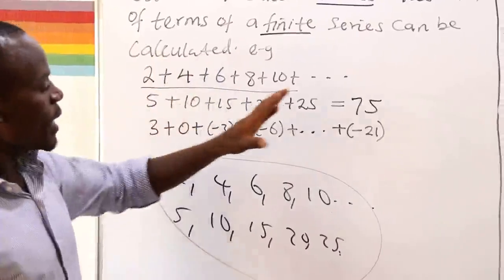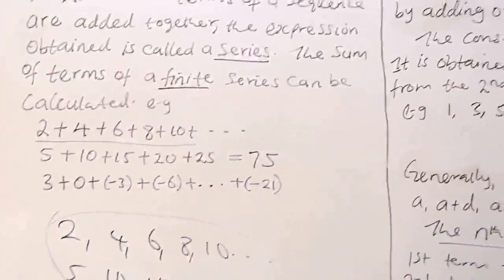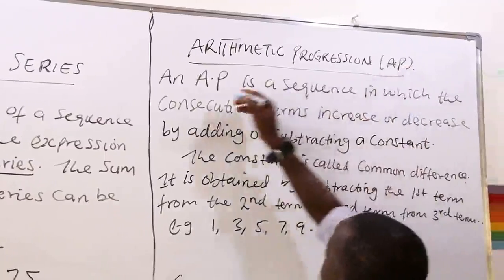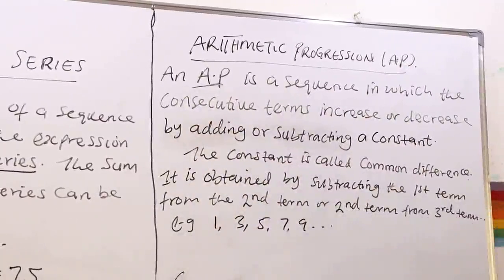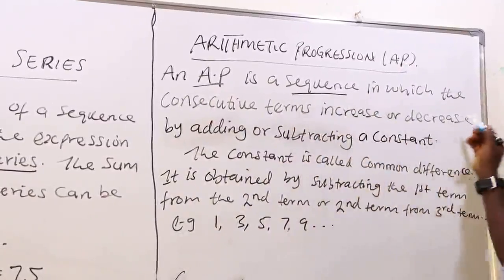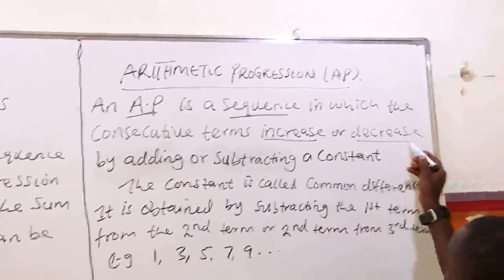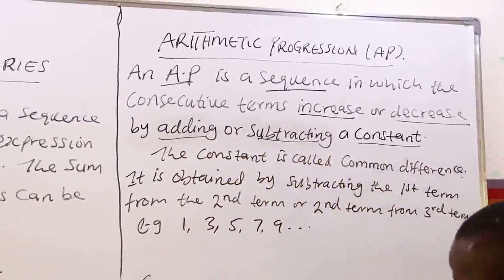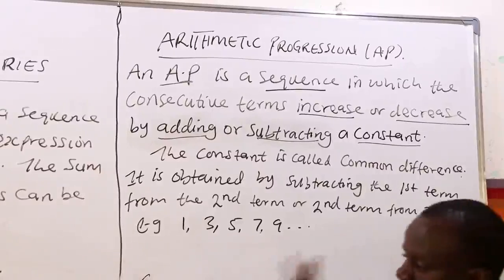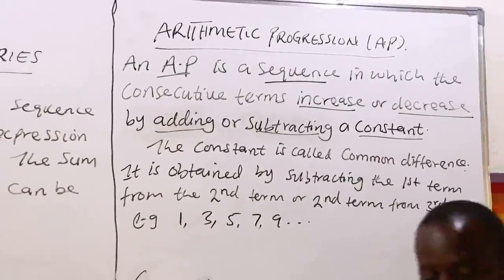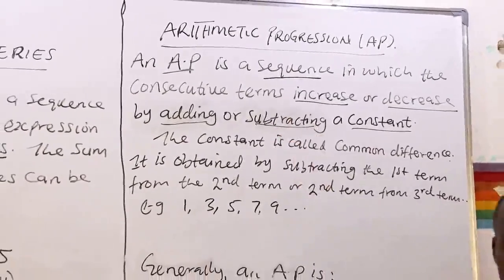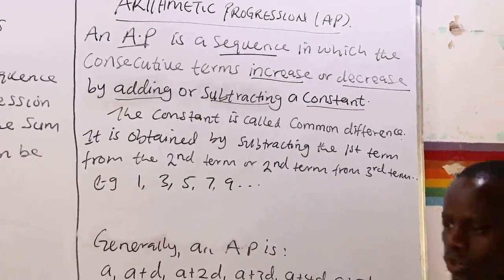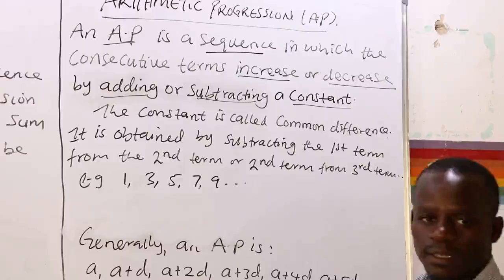Now we go to arithmetic progression. The shortcut for arithmetic progression is AP. An arithmetic progression is a sequence, don't forget, in which the consecutive terms increase or decrease by adding or subtracting a constant. Very important, I underline the definition. An AP is a sequence, but in this sequence the terms either increase by adding a particular number or decrease by subtracting a particular number. And that particular number is what we call the constant.